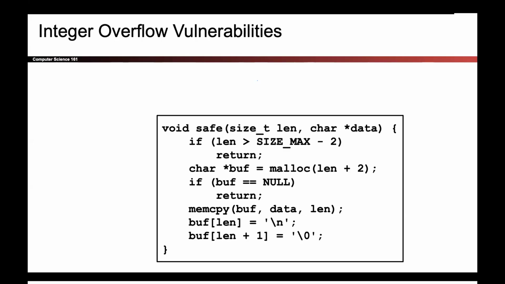I couldn't hear you. What wraps around? What wraps around is len plus 2. Okay? The number 2 to the 32 minus 1, that's a number. If I add 2 to that, in math, the answer is 2 to the 32 plus 1, but not in computer arithmetic.